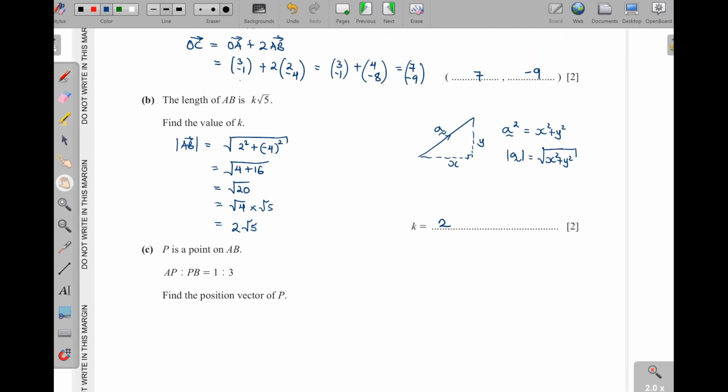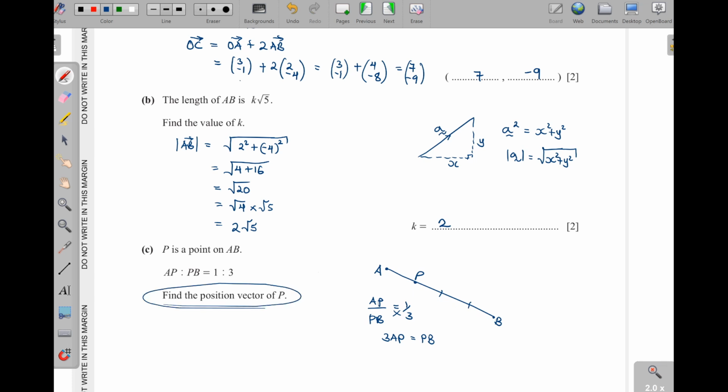And then part C, P is a point on AB, and they are saying that AP to PB is 1 to 3. So this is A, and then this is B. Now from here, you can see that AP, we can use fractions. Ratios can be turned to fractions. AP out of PB will be equal to a third. That means when you cross multiply, 3AP is equal to PB. That means P can be here, okay? And then 3 of AP, they are in this AB.